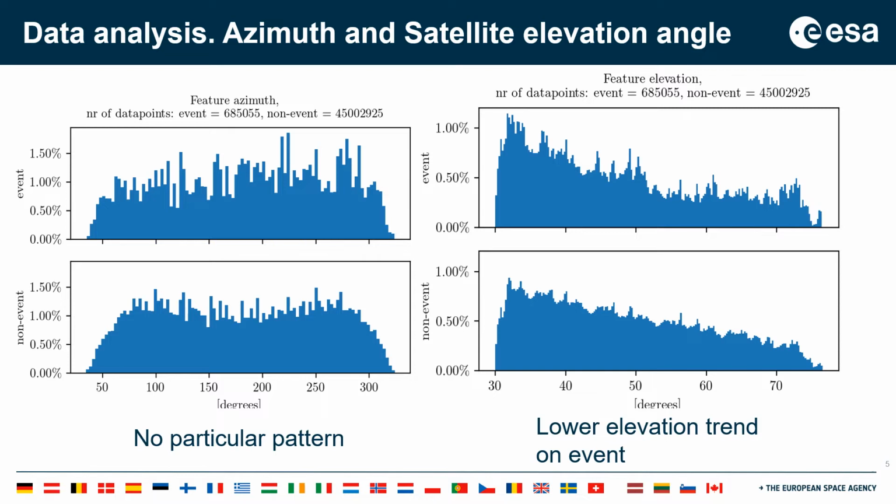Here we see that for the azimuth, we didn't find any particular pattern, as the values were mostly very similar to each other. But in the elevation, we found that there are fewer events compared to non-events at higher elevation, and more events than non-events at low elevation. We explain that by the fact that at lower elevation, the signal has to cut through more atmosphere and can encounter more disturbances and more scintillation. So we think that this makes sense.